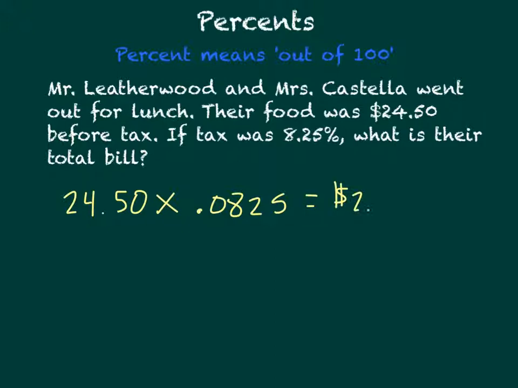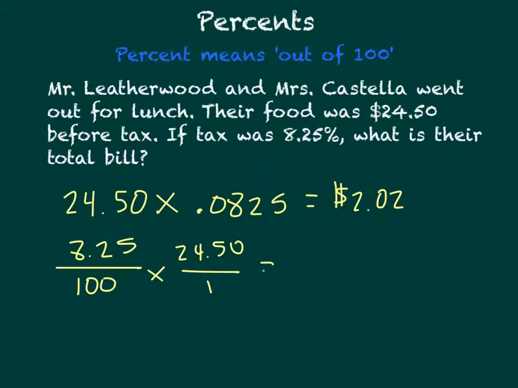Yep. So that's how much, multiplying. We're not showing you the multiplication because you should know how to do this by now, right? In theory. If you don't, go watch our past video. If you like fractions better, you could do this over 100 times 24.50 over 1, and that's going to get you the same answer. And then we have to add that to our bill, right?